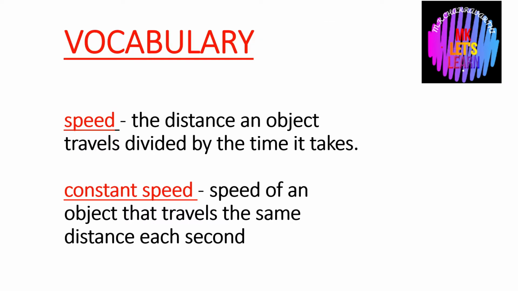So you need to understand this vocabulary. Speed: the distance an object travels divided by the time it takes. Constant speed: the speed of an object that travels the same distance each second.